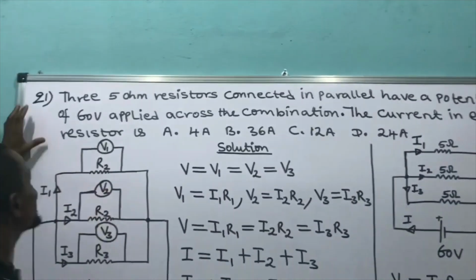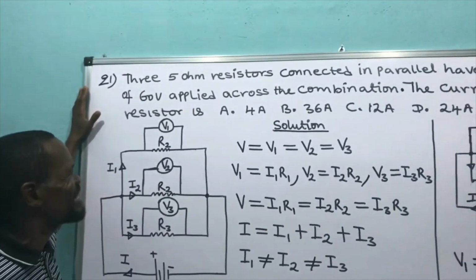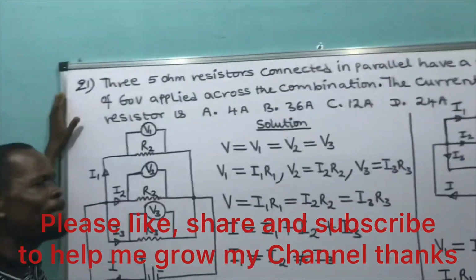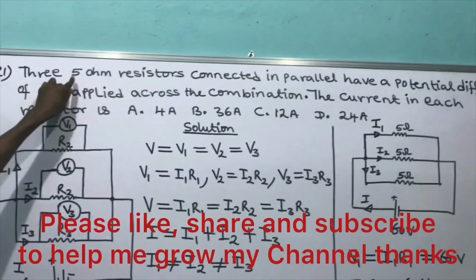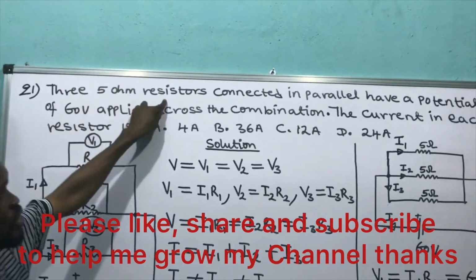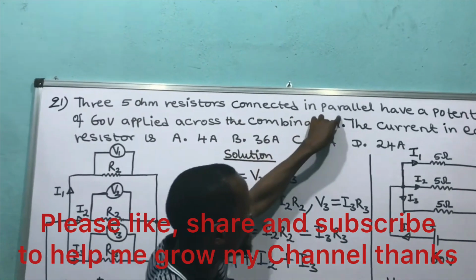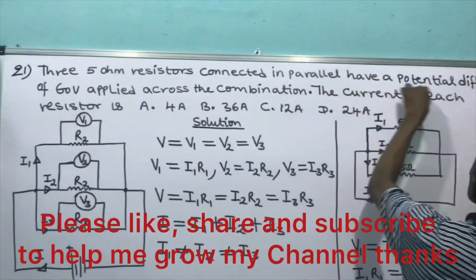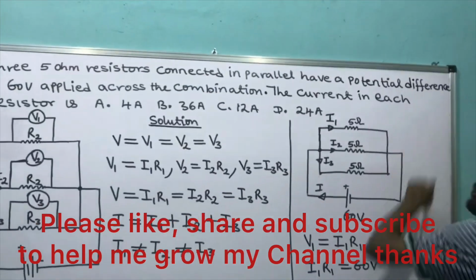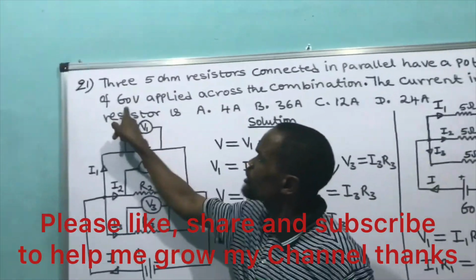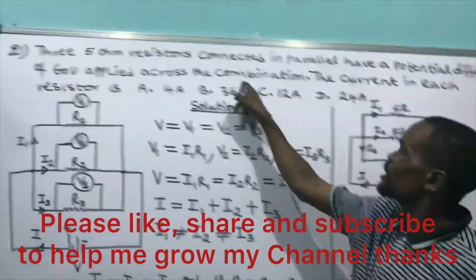Now, let's look at the question. After we have gathered all the necessary things we needed to know about this particular question, the question said 5 ohms resistors connected in parallel have a potential difference. We already know what I mean by potential difference. They have a potential difference of 60 volts applied across the combination.